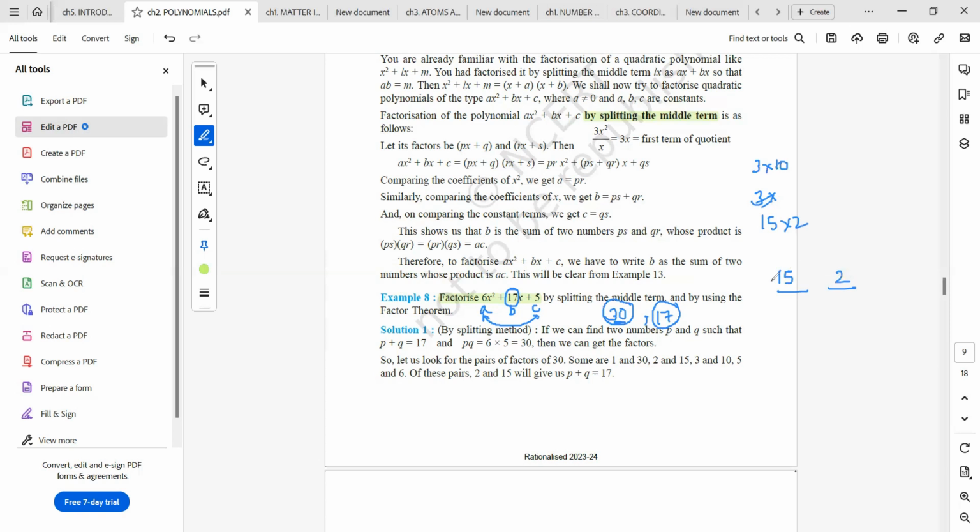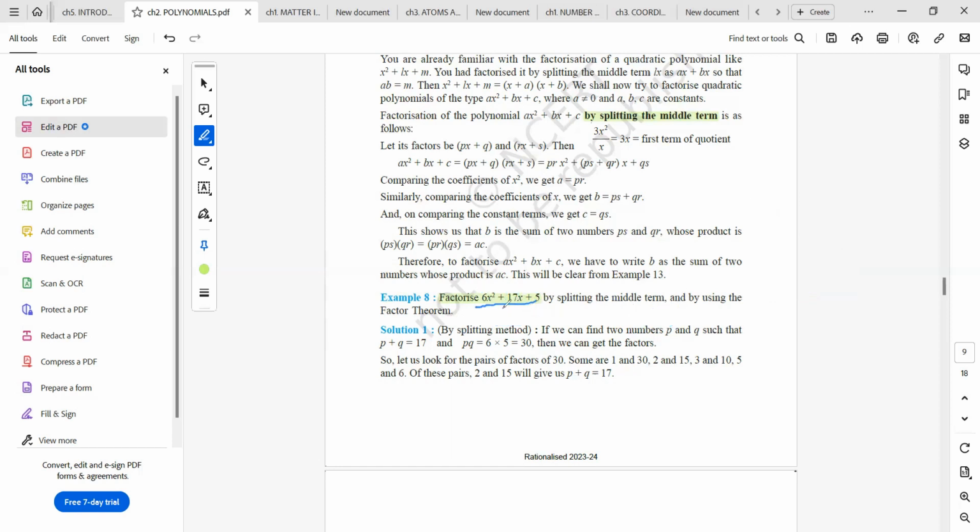Right? So now we have two, 15 and 2. So just keep in mind, this calculation you have to do in your mind only, that we need to find two numbers, two digits, such that their multiplication is this into this and the sum is this. Okay, so now you got two things, 15 and 2. Now you can rewrite this equation. How can you rewrite this equation?